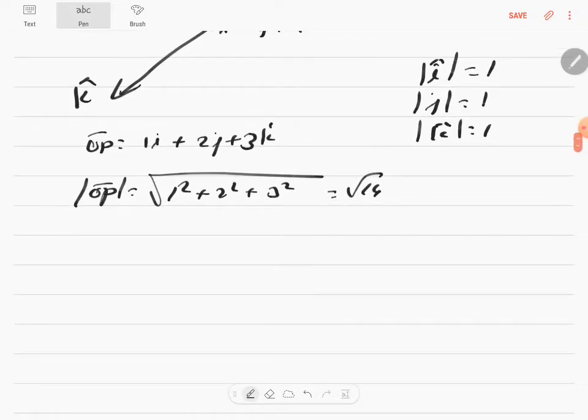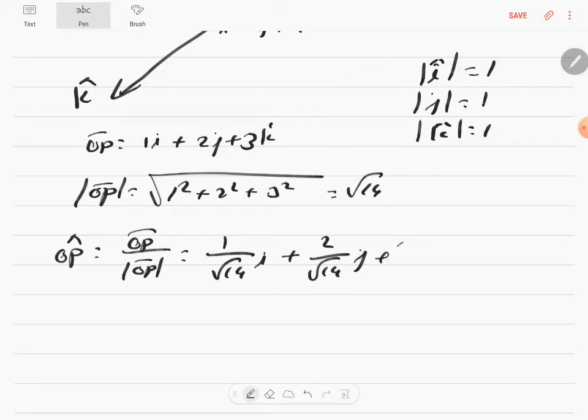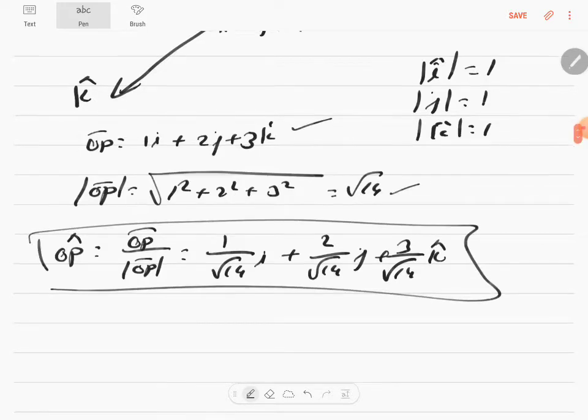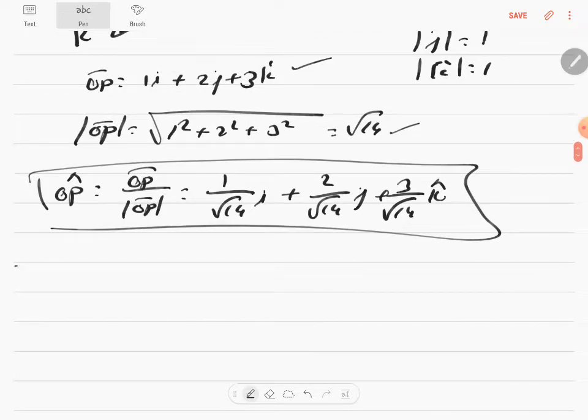How to convert a vector into its unit vector? OP cap is the vector divided by its magnitude. To convert a vector into a unit vector, divide the vector by its magnitude. So 1 by root 14 into i plus 2 by root 14 into j plus 3 by root 14 into k, because you have the vector and you have its magnitude, divide that and write, and that's how you convert a vector into its unit vector. So you understood all this.